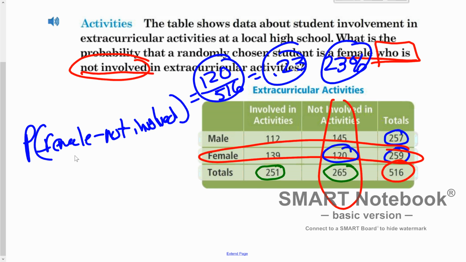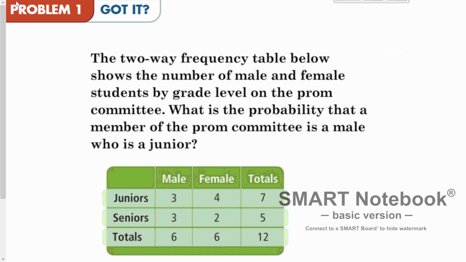Okay, so that's how we do a two-way frequency table. Go ahead and try this one. We're looking at what is the probability that a member of the prom committee is male who is a junior. So limit what you're looking at, out of the total.